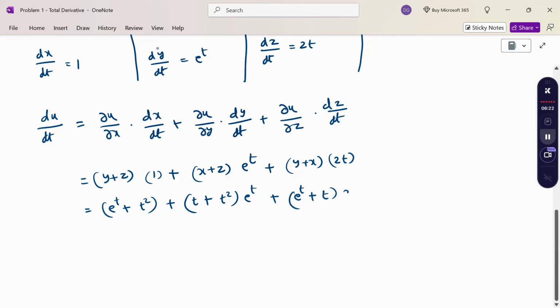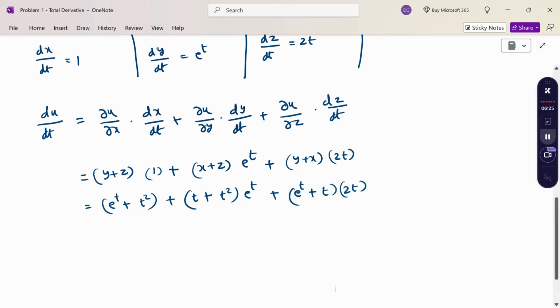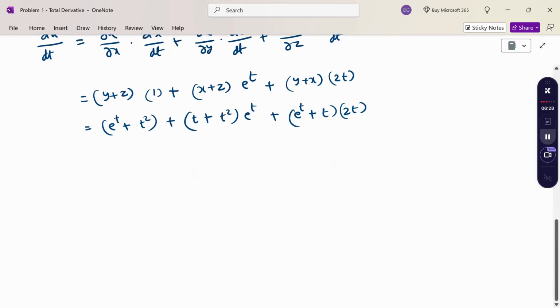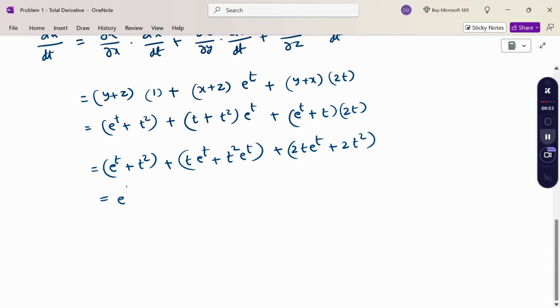Now multiply these terms: e power t plus t square, plus t into e power t, which is t e power t plus t square e power t, plus now multiply these two terms, 2t e power t plus 2t square. To expand this: e power t plus t square plus t e power t plus t square e power t plus 2t e power t plus 2t square.